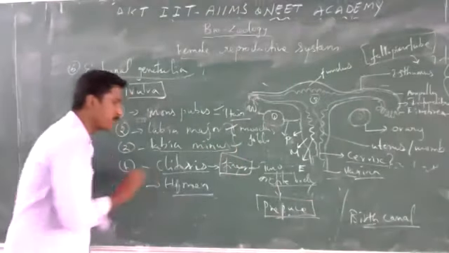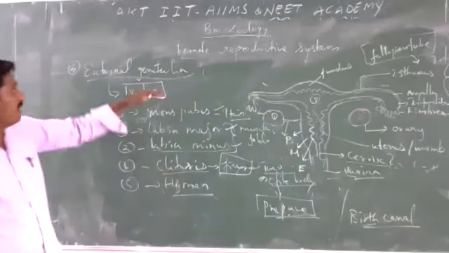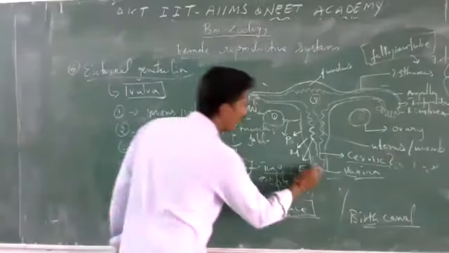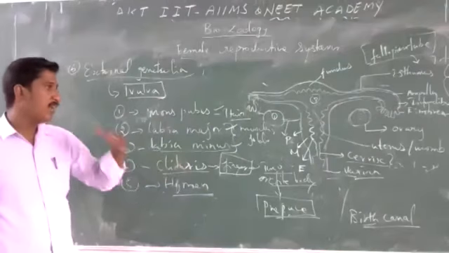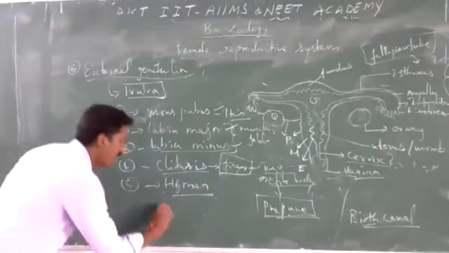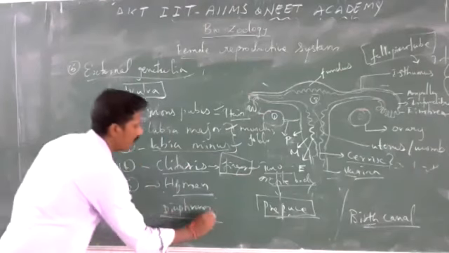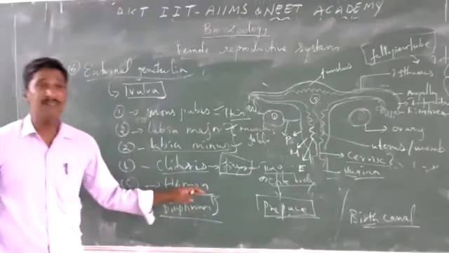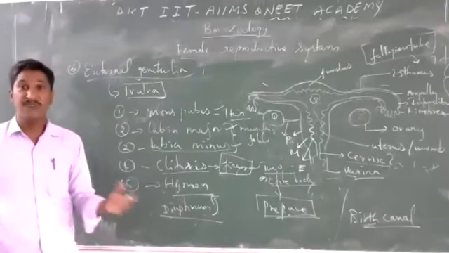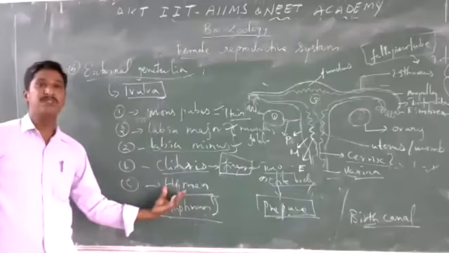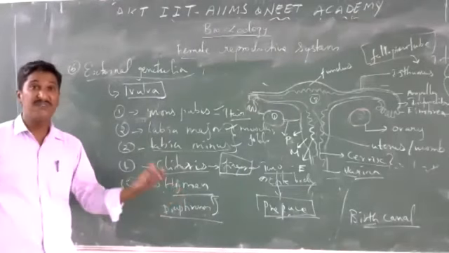Then the hymen. The hymen is a membranous diaphragm that partially covers the vagina. It is torn in the first coitus. So in the ancient period it was mostly used to check virginity.